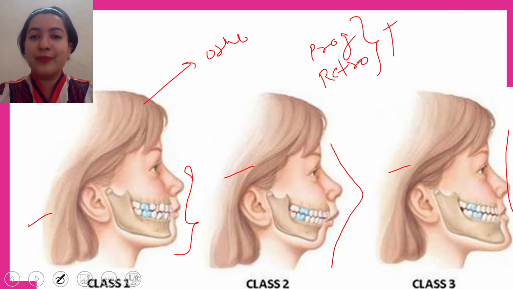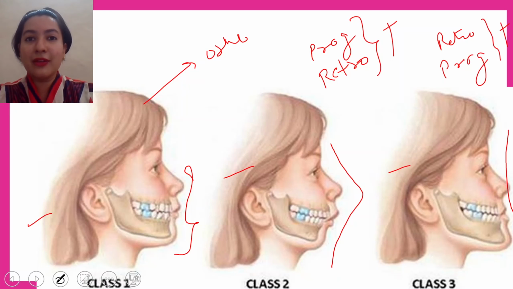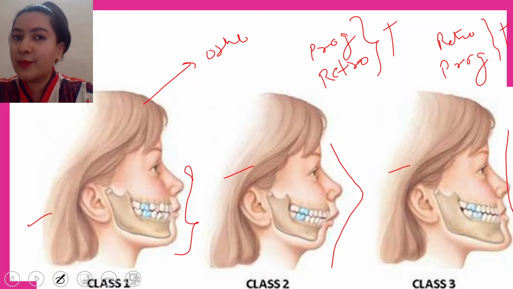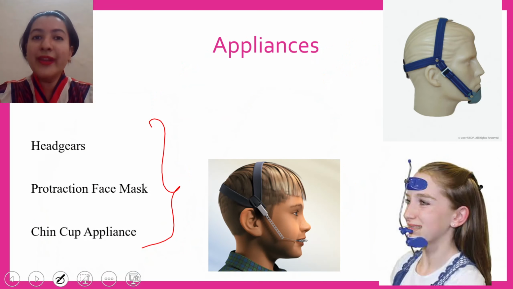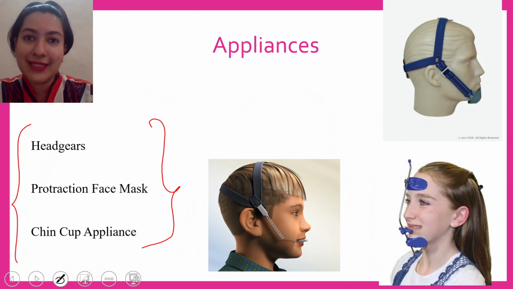What is class 3? Class 3 is a retrognathic maxilla and prognathic mandible, or a combination of these two again. So in class 3, your maxilla is small and retrognathic, your mandible is huge or prognathic, or it could be a combination of these two things. To correct the skeletal discrepancy found in the maxilla and mandible, we need to make use of these three appliances, which are orthopedic appliances.